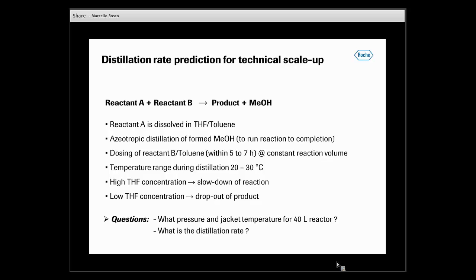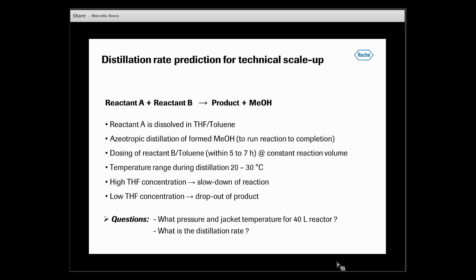Reactant A is dissolved in THF and toluene, and we do an azeotropic distillation of the formed methanol so that the reaction can run to completion. We are dosing reactant B and toluene within 4 to 7 hours at a constant reaction volume. The temperature range has to be between 20 and 30 degrees during the distillation.